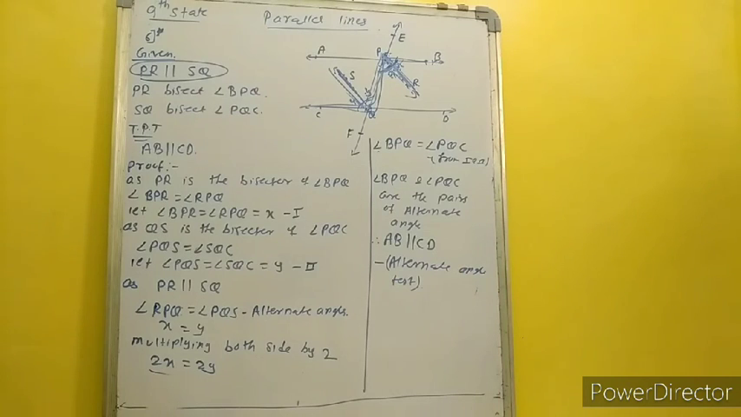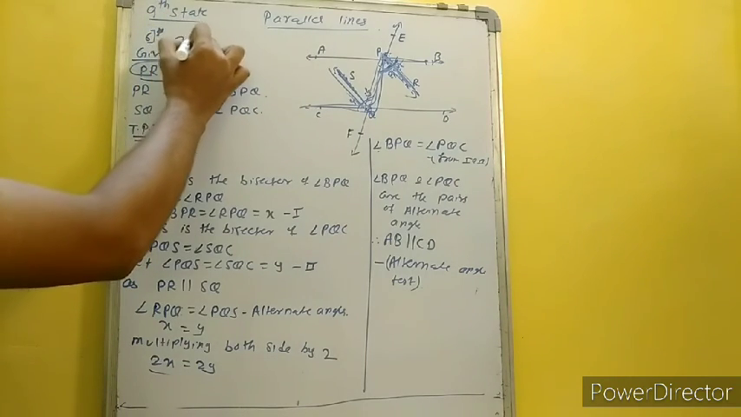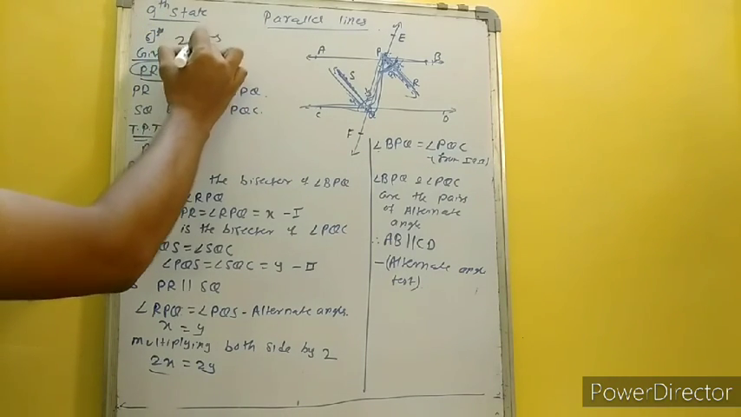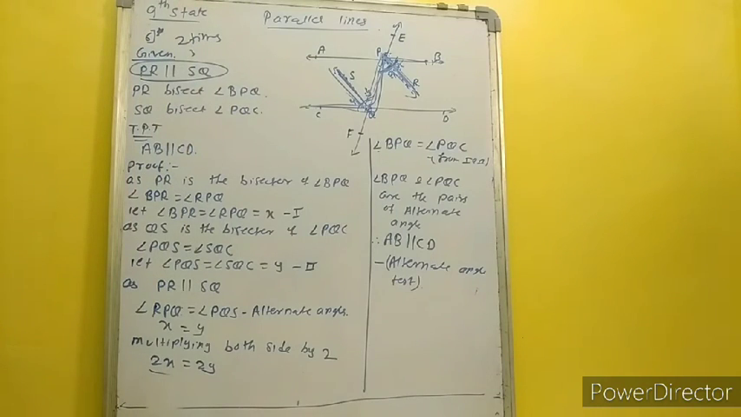Okay. See children, sum number 5 and sum number 6 are difficult questions. I would like you to solve them 2 times or 3 times, at least. In the next video, I will start with the problem set.